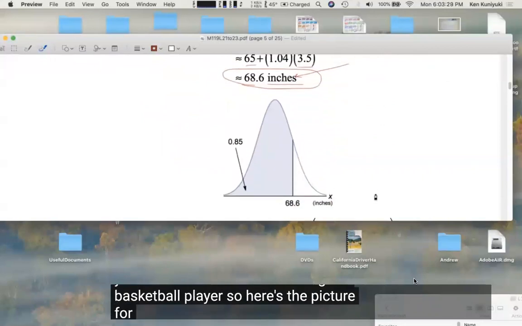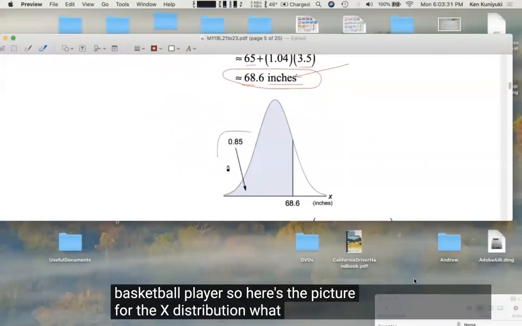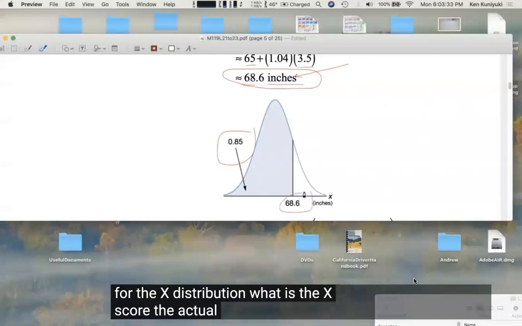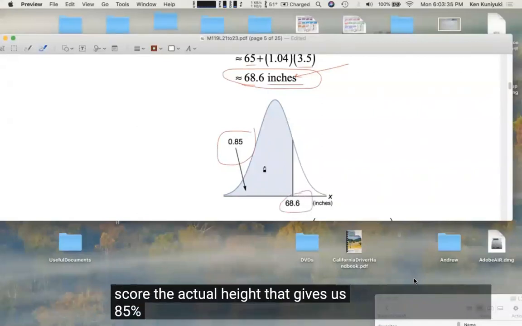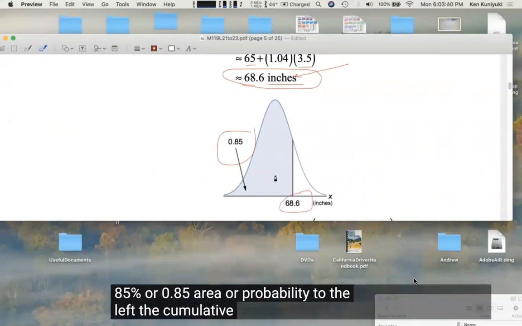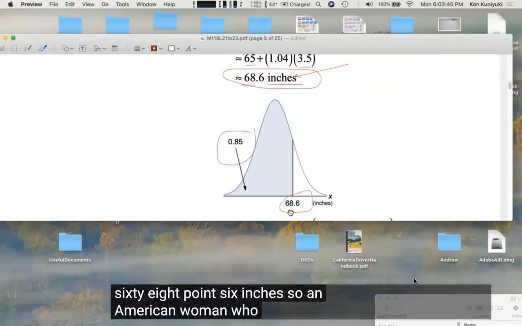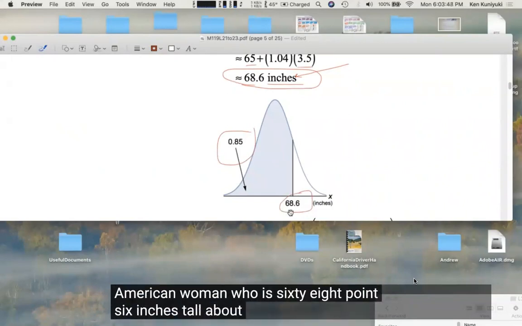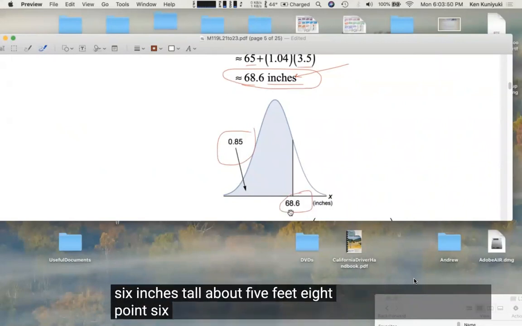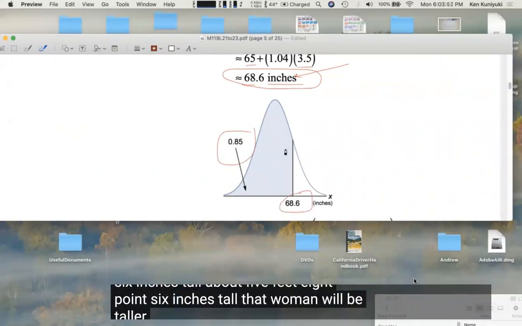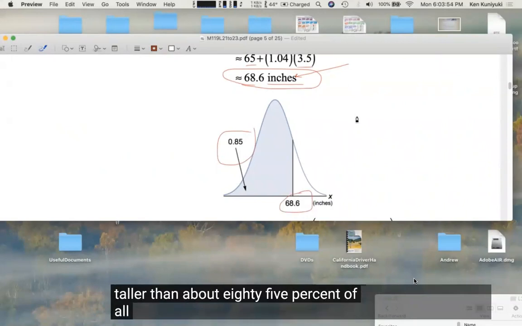So here's the picture for the x distribution. What is the x-score, the actual height, that gives us 85% or 0.85 area or probability to the left, the cumulative probability? About 68.6 inches. So an American woman who is 68.6 inches tall, about 5 feet, 8.6 inches tall, will be taller than about 85% of all American adult women.